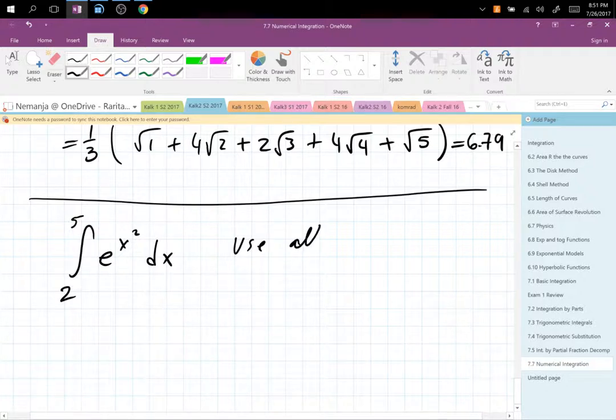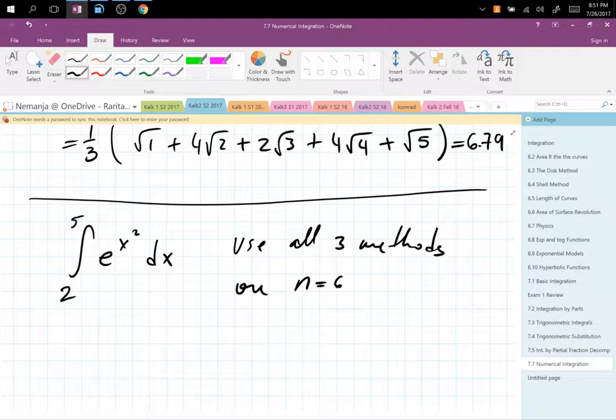Use all three methods on n equals 6. So I want 6 rectangles. Do the midpoint first. You have the formula. This is your function, clearly, right? That's the function that you will be using.